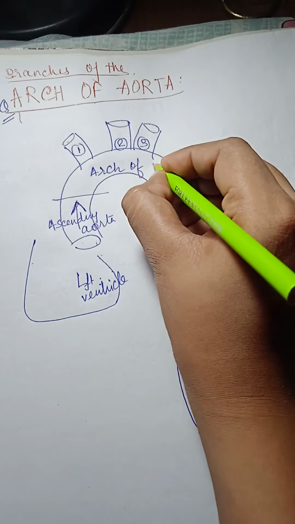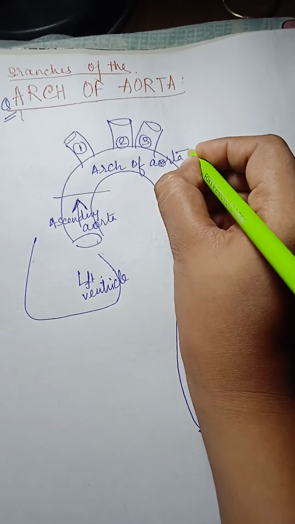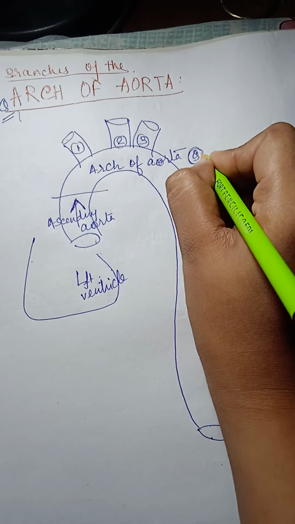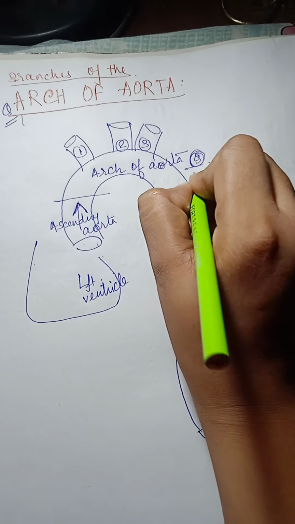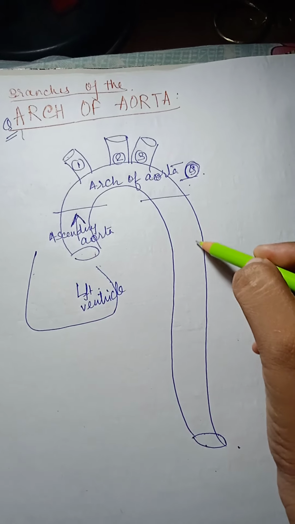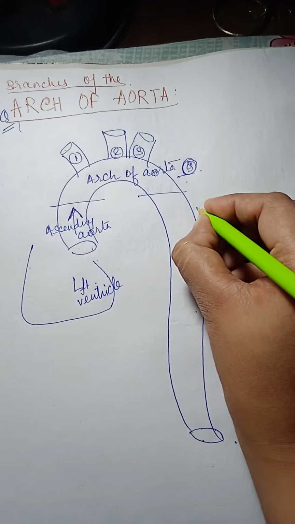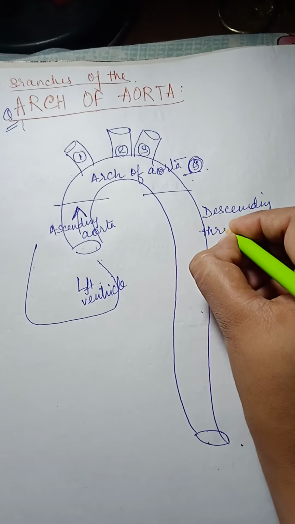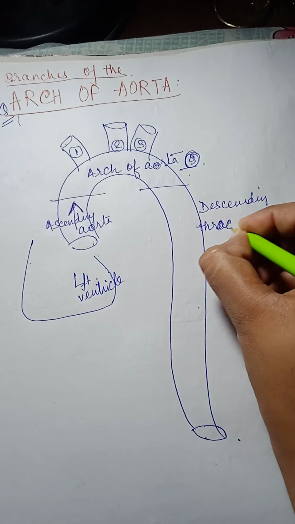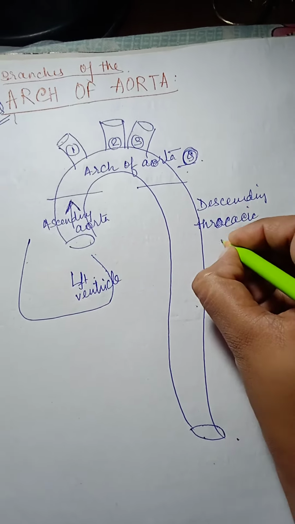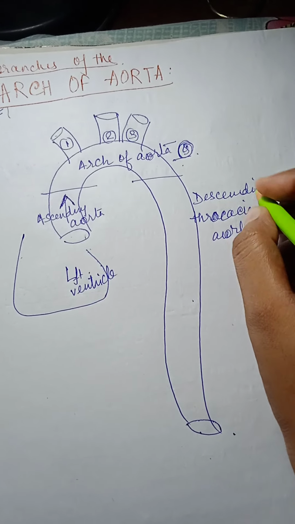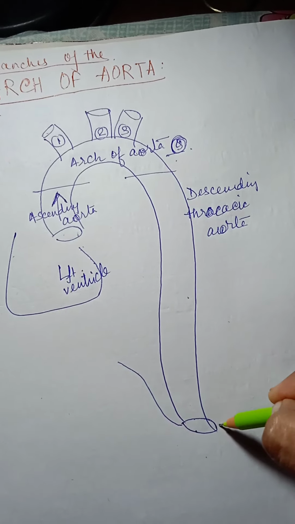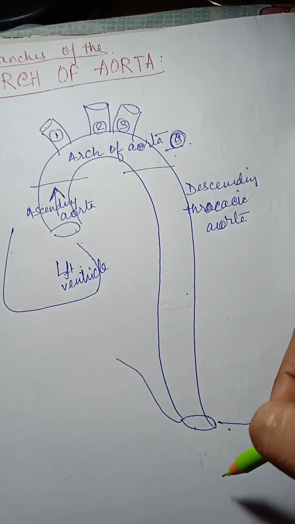So all the three branches that we are going to see arising from the aorta are actually arising from which part of the aorta? This can be a question once again, but it's an easy one. This is the arch of aorta. Again, this part of the aorta which is descending downward is the descending thoracic aorta, and this is going to continue downward, pierce the diaphragm and then continue as the abdominal aorta.